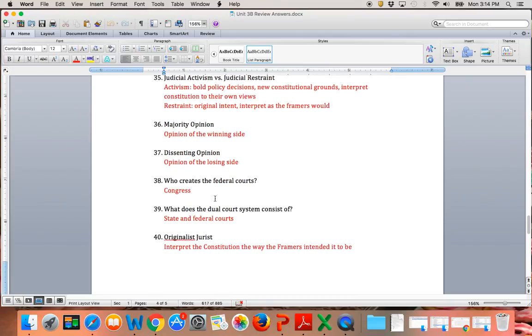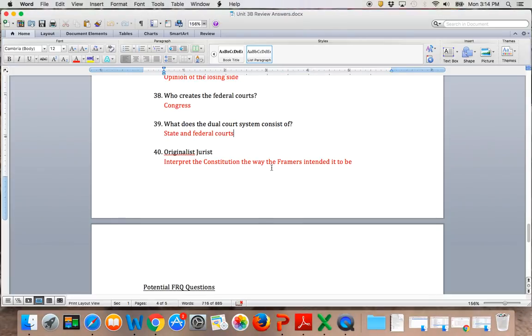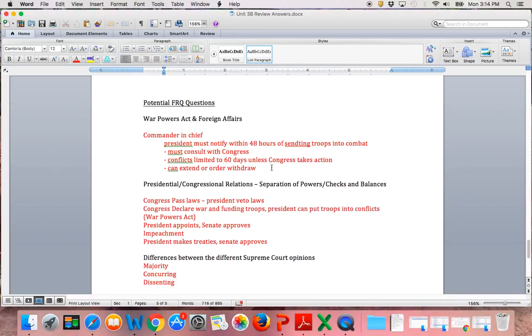Congress creates those federal courts. The dual system, all that means is that there's state courts and there's federal courts. And then again, originalist jurists interpret the Constitution like the framers intended to. A couple potential FRQ questions here.